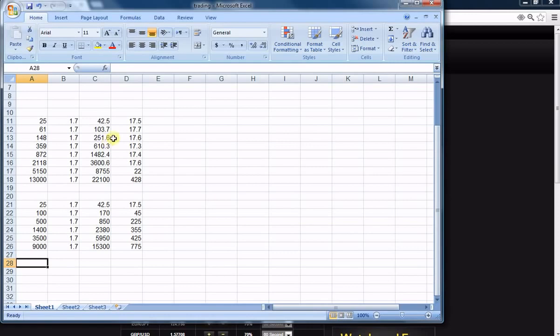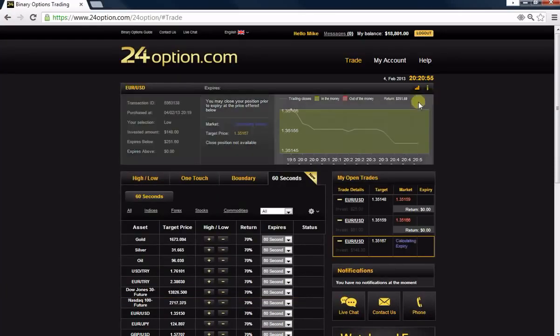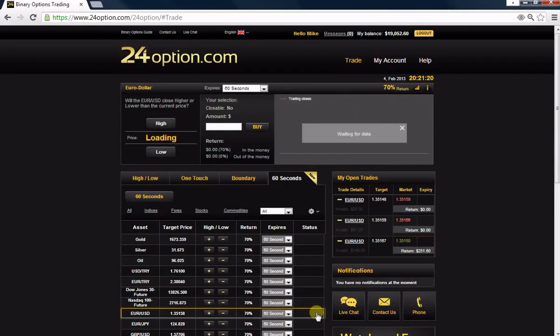$148. That's a return of $251. However, we invested $61 and $25 previously, and the $148 you have to take into account. So we're going to have $17 profit here. Okay, so $250. We won that trade. $251.60. We made back what we previously lost in the previous trades of $61 and $25, and now we've boosted our balance to $19,052.60.